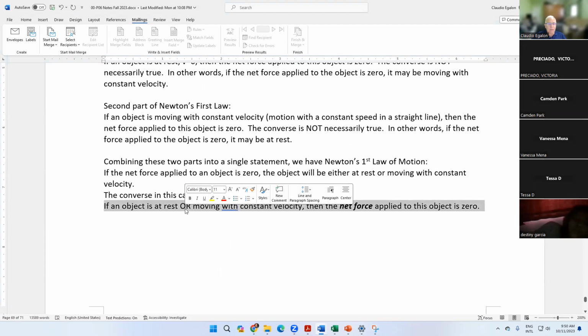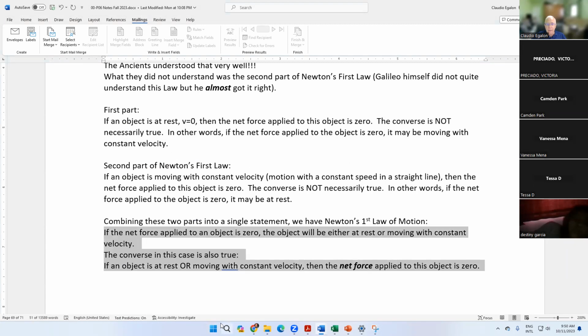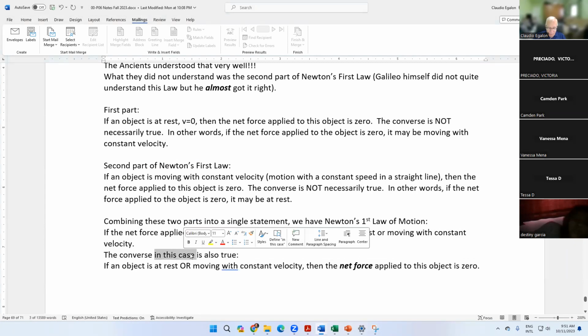This statement, the converse in this case is also true. So it goes both ways. Here it doesn't go both ways because I'm referring just to constant velocity. Here it doesn't go both ways because I'm referring just to velocity equal to zero. But here it goes both ways, because the object is either at rest or moving with constant velocity.